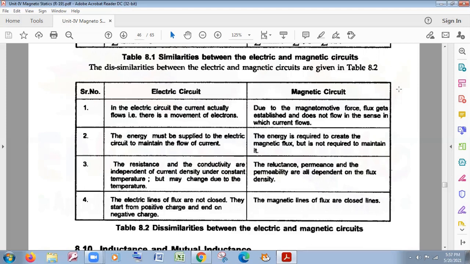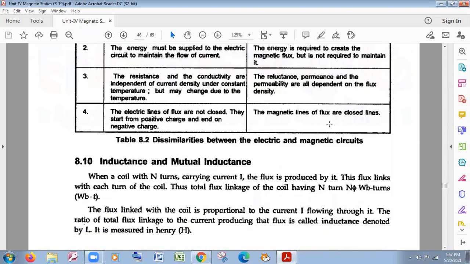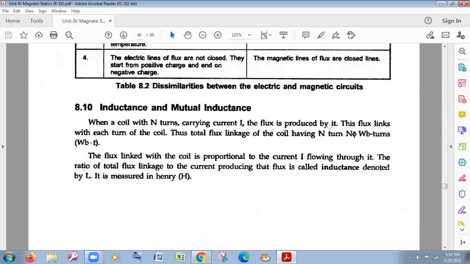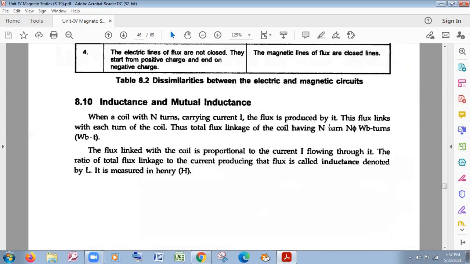Fourth, the electric lines of flux are not closed. They start from the positive charge and end on the negative charge. The magnetic flux lines are closed lines. These are the differences between the electric and magnetic fields. That is not so important, my dear students. Now let us go to another topic.